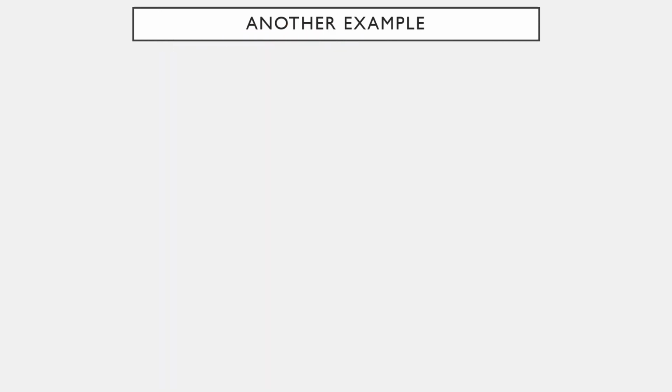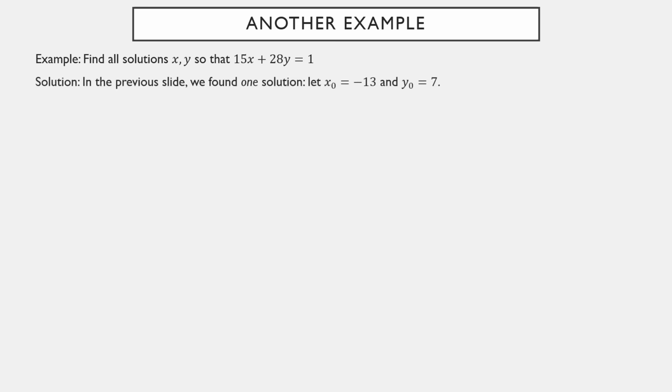So let's look at another example. Find all the solutions x, y so that 15x plus 28y equals 1. Now you may have groaned and said, oh, we're going to have to do all that work again. No, we actually already found one solution. We found that 15 times negative 13 plus 28 times 7 does equal 1. And in this problem, we're supposed to find all solutions.